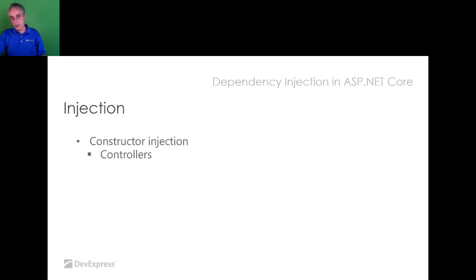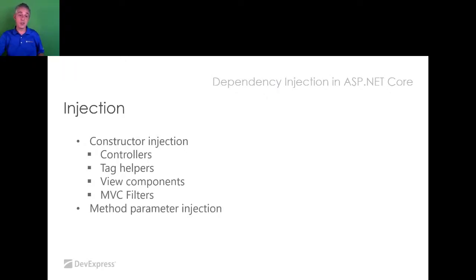Yeah, and this constructor injection works in controllers, it works in tag helpers. In case you have some code with that, you can just have a tag helper, put a service as a parameter in the constructor, and you'll get it handed over. You can use it in view components, in MVC filters, and so on. Yeah, well, I just talked about the parameter injection as well.